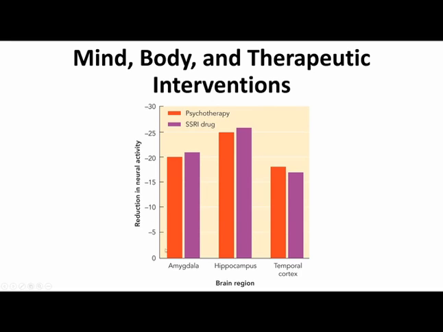And so this graph is showing us that in all 3 areas, the amygdala, hippocampus, and temporal cortex of individuals who were successfully treated for anxiety, they showed very similar decreases in blood flow in those 3 areas. So these bars are very, very close together here. So maybe it's not so different between our psychological and our physiological changes from our treatments.